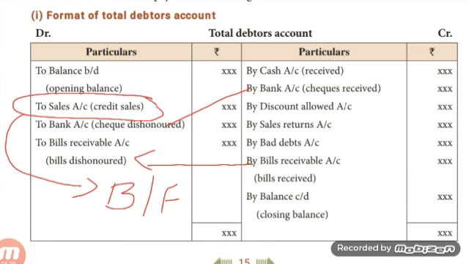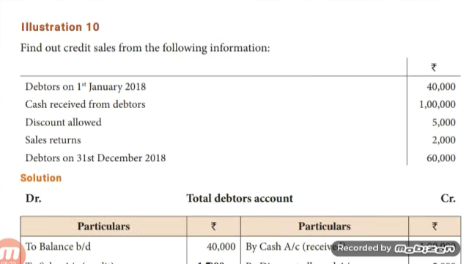Okay children, shall we do one problem? The question is, find out credit sales from the following information. Debtors on 1st January 2018, 40,000. It is the opening balance of debtors. Cash received from debtors 1 lakh, discount allowed 5,000, sales returns 2,000 and debtors on 31st December 2018, 60,000. It is the closing balance of debtors.